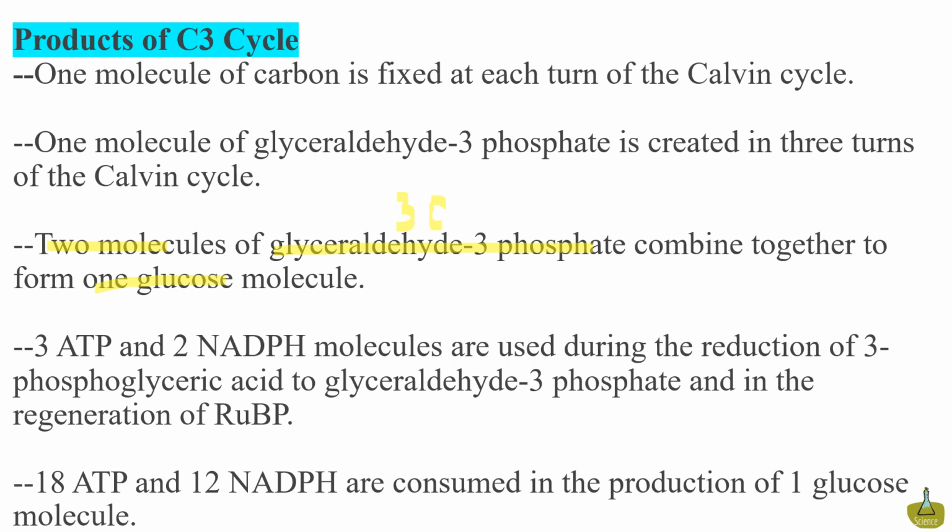Now in total 18 ATP and 12 NADPH molecules are consumed in the production of one glucose molecule. Here we saw that the formation of glyceraldehyde 3-phosphate which exits the cycle for the formation of glucose took around 9 ATP and 6 NADPH. Because two glyceraldehyde 3-phosphate molecules combine to form one glucose, the value of the used ATP doubles itself. So 9 twos are 18 ATP and 6 twos are 12 NADPH being consumed in the production of the glucose molecule.